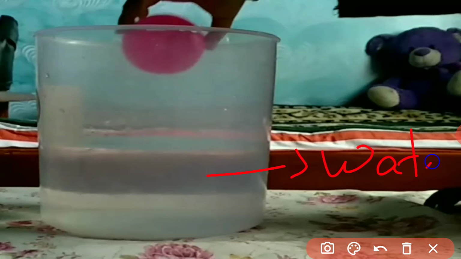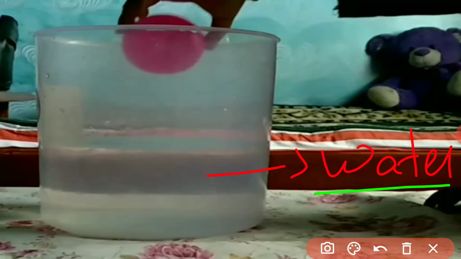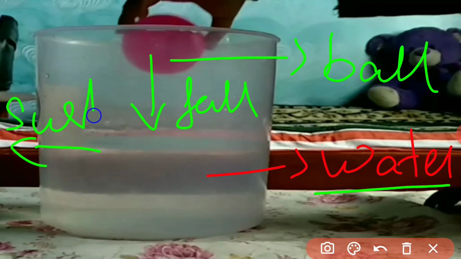As you can see, I have taken one container which contains water, fluid. Let me change the color. It contains water, and I've taken a ball. When the ball is released, obviously the ball will fall down. It will fall because of its weight. Here you can see the surface of water. So let's see what happens when the ball is released.